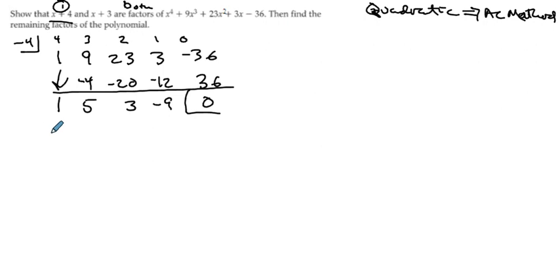So my depressed polynomial now is x cubed, because we started with the 4th power. So it's x cubed plus 5x squared plus 3x minus 9. Okay, and so now we're going to do this process again, except we're going to use these numbers now and this factor.